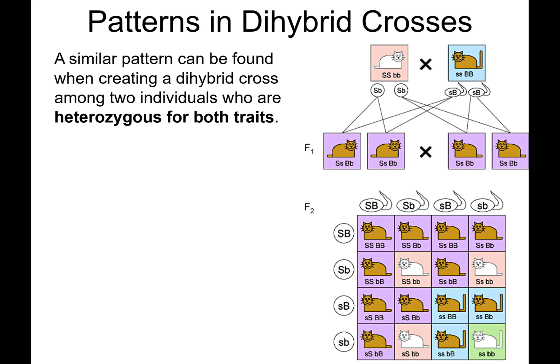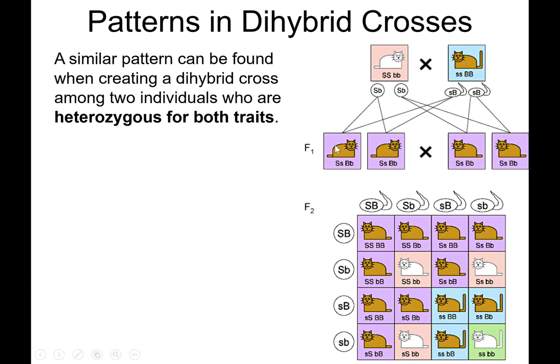A similar pattern can be found when creating a dihybrid cross among two individuals who are, and this is bolded for a reason, heterozygous for both traits. This is important. So in this particular case here, if you're looking at the cats, you had a cat that was homozygous for both traits, homozygous dominant, homozygous recessive, same thing for the other parent.